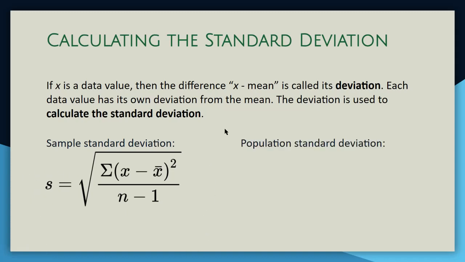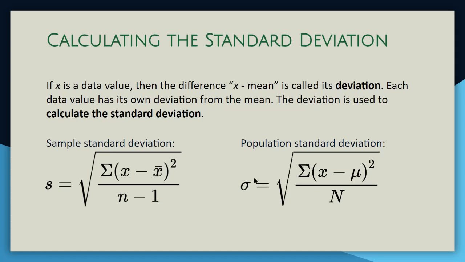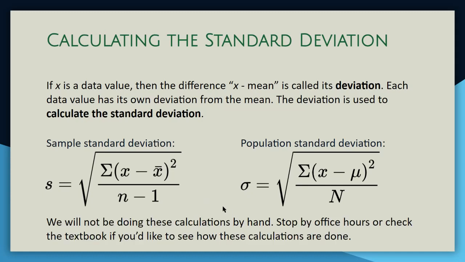The population standard deviation looks pretty similar. We're using that Greek letter sigma, lowercase sigma. We can see the deviation here, data value minus the mean. But in this case, we're doing the entire population size in the denominator. And again, I am not expecting you to memorize these formulas. I am not expecting you to use them to calculate anything. I just want you to have seen them. So if you see them in the future, you can go, oh yeah, that's that standard deviation thing. Again, if you want to see how it works by hand, office hours.